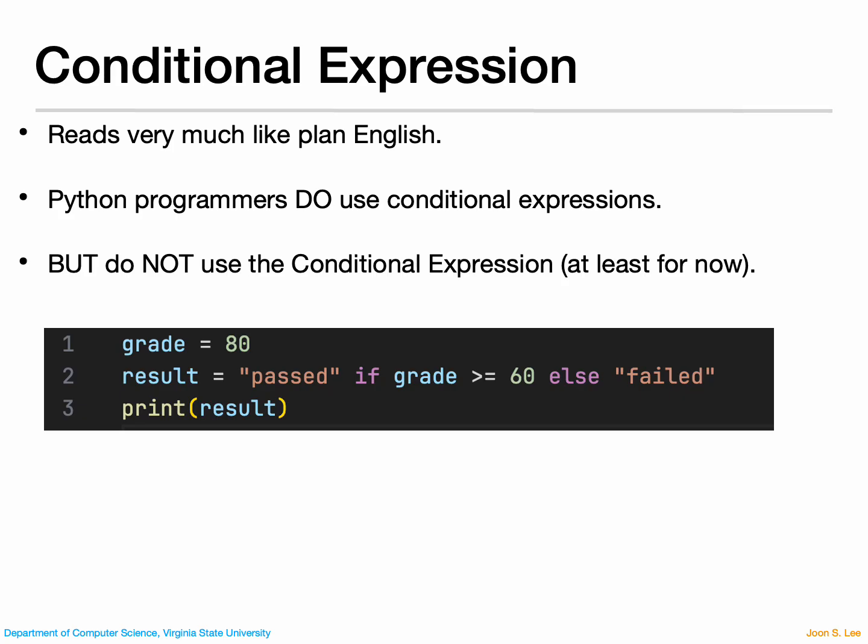Python also has something called a conditional expression, sometimes called a one-liner if else. This reads almost like plain English. Result is passed if grade is greater than or equal to 60, otherwise failed. Python programmers do use this, especially when they want to write something short and simple. But for now, don't use this style yet. We're still practicing with the full if-else statements so you can clearly see the logic step by step. Later on, once you're comfortable, we'll come back to this shorthand way of writing conditions.